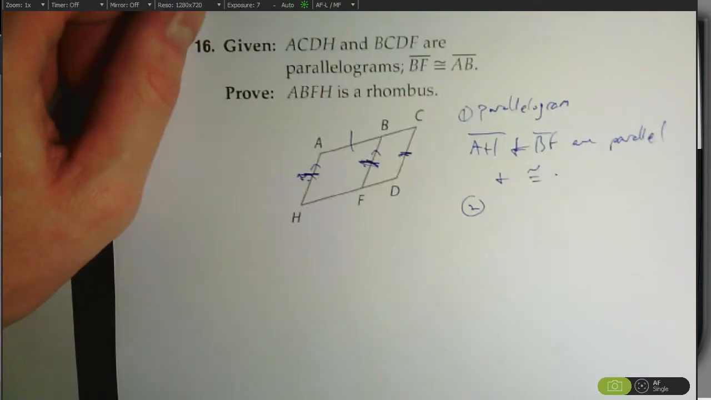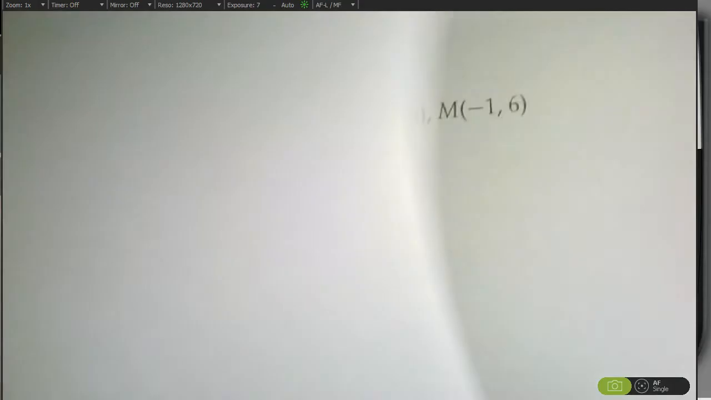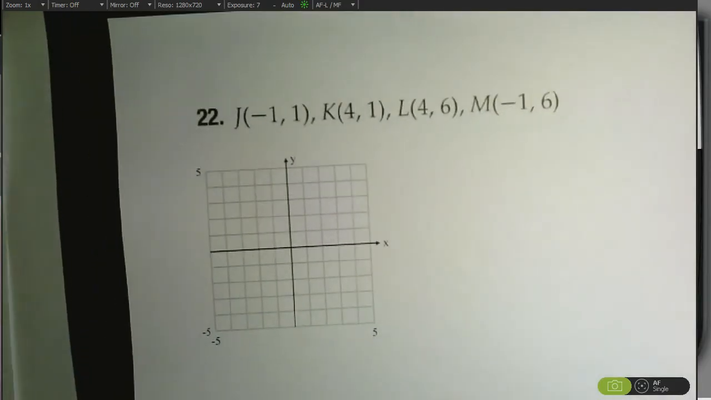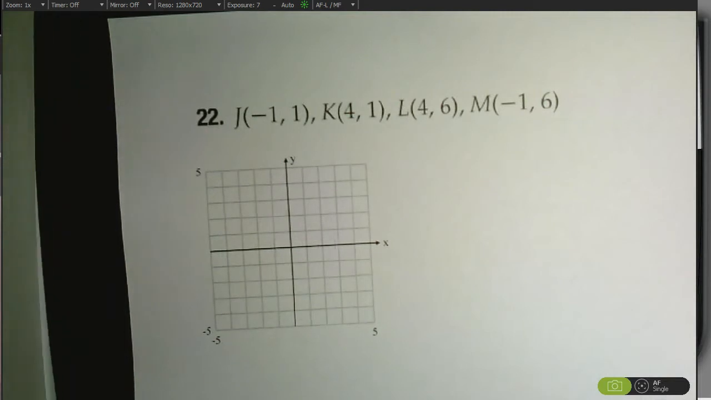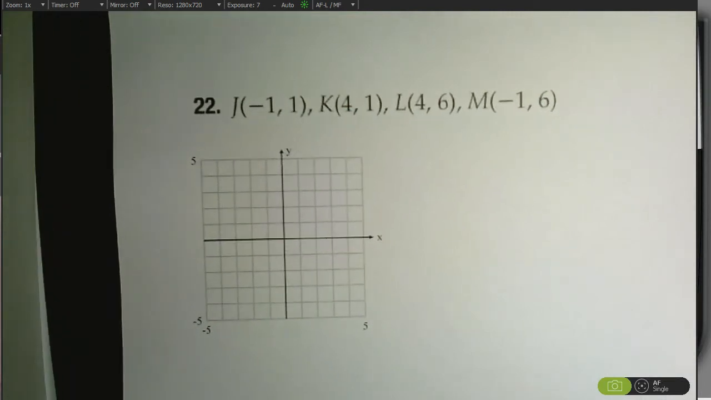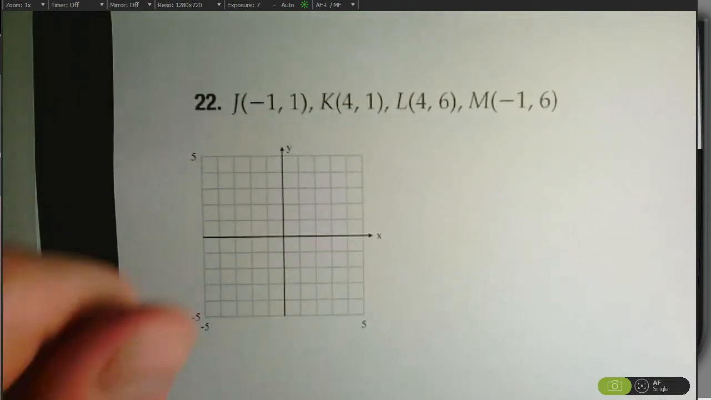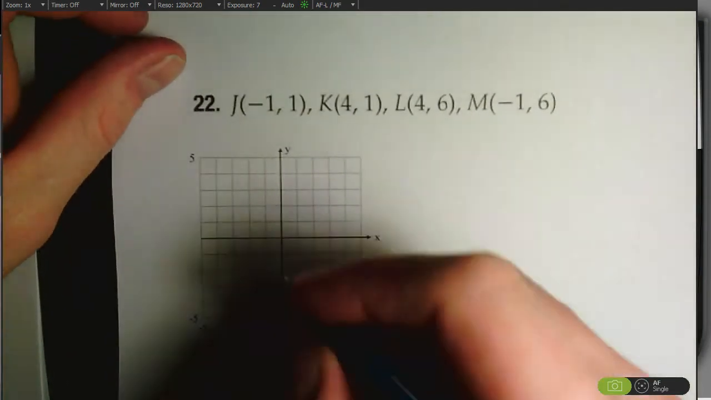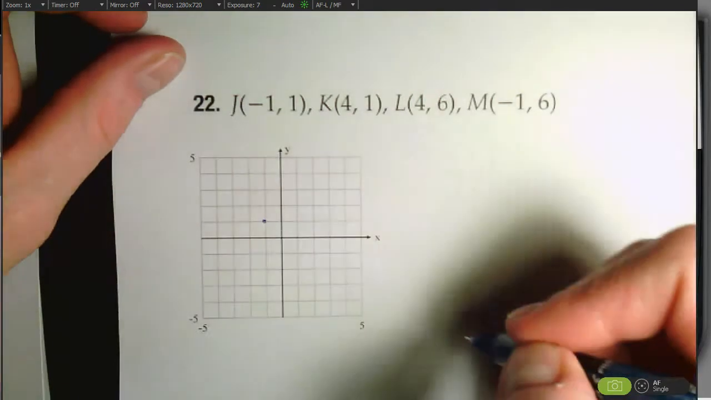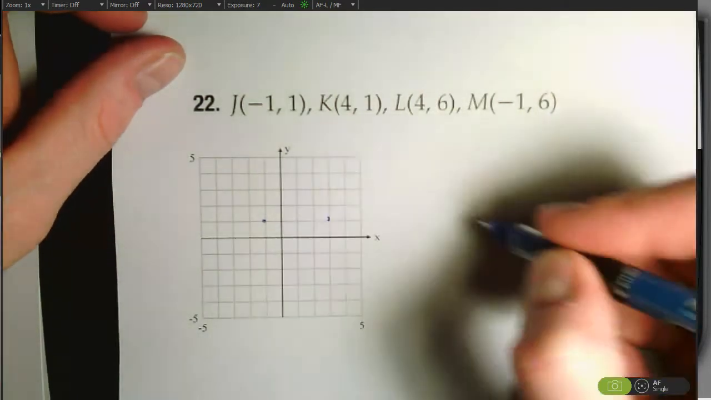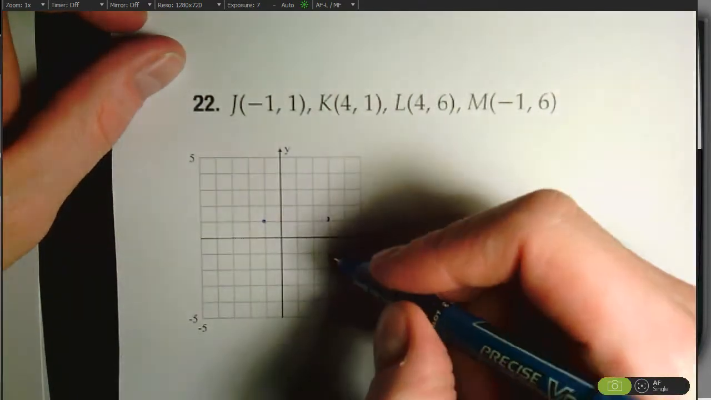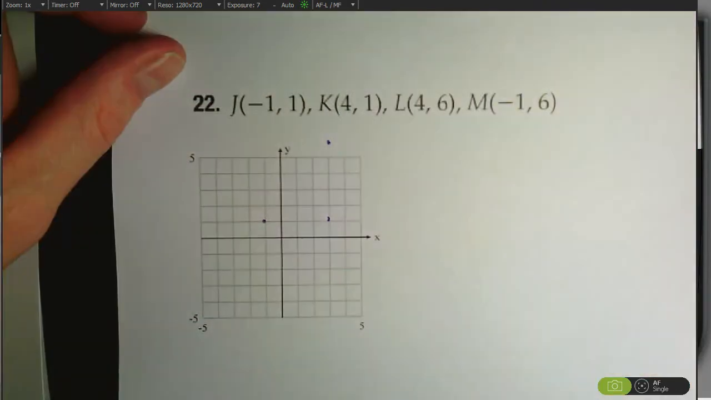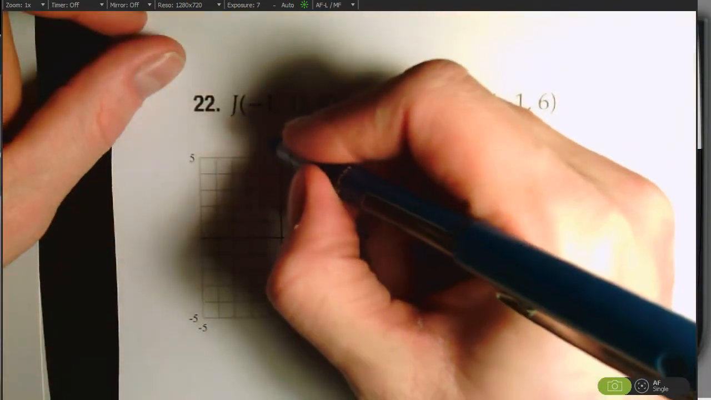Now the last problem in the homework I want to take a look at is problem number 22. And I'm not going to go through all of it because again it's too much time. I'm trying to keep these under 10 or 12 minutes. But the idea for this one is plot it out. So negative 1, 1, 4, 1, okay, 4, 6, which is kind of off my scale, and negative 1, 6.